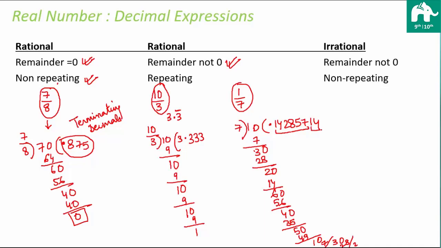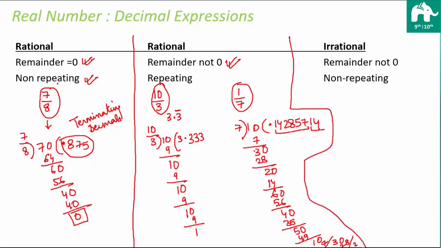You see 1 4 already started coming up, and now you will gradually see 2 8 5 7. So it will be something like this: 0.142857, 1428571, 1428557, and so on. Clear? But both of these categories fall under the category of rational numbers.